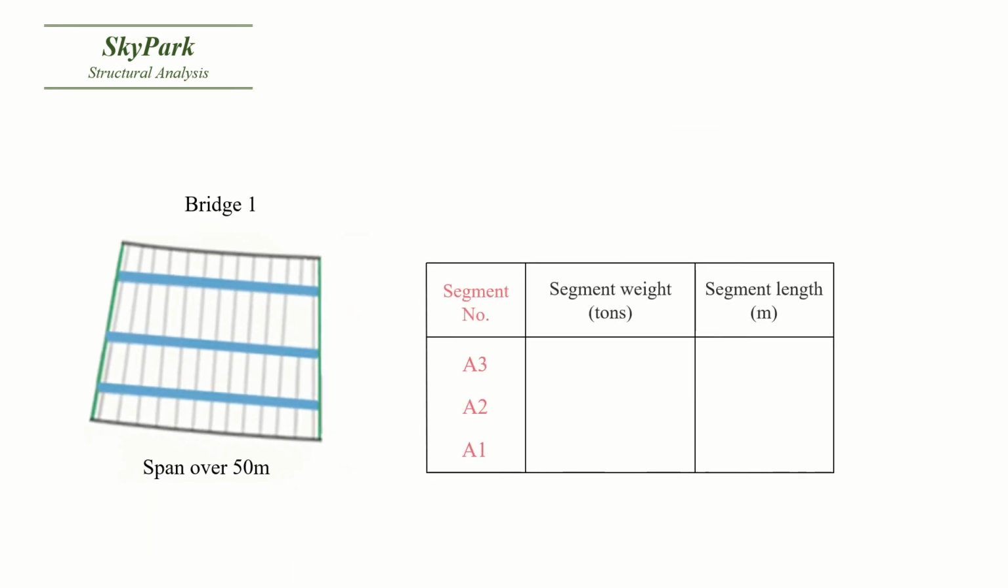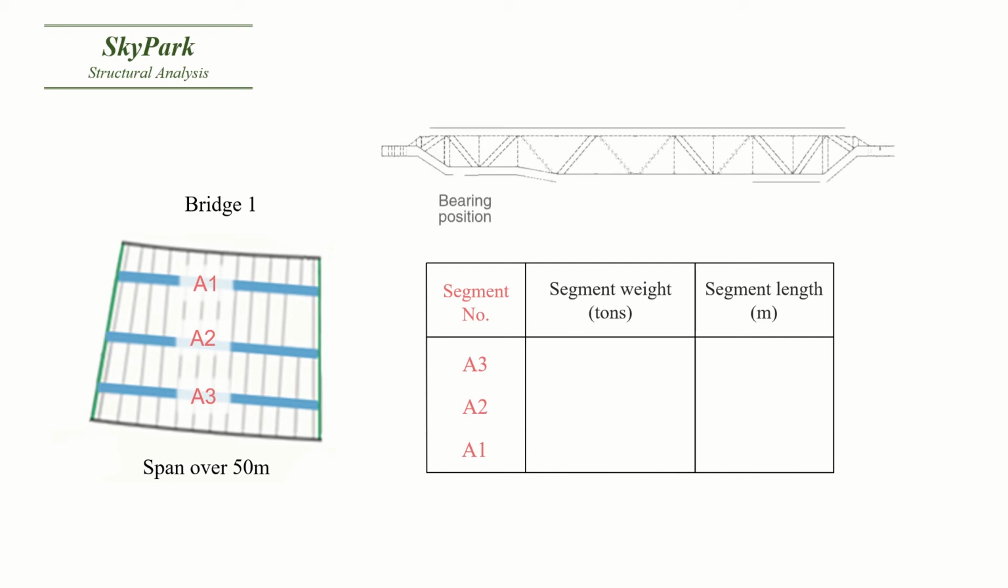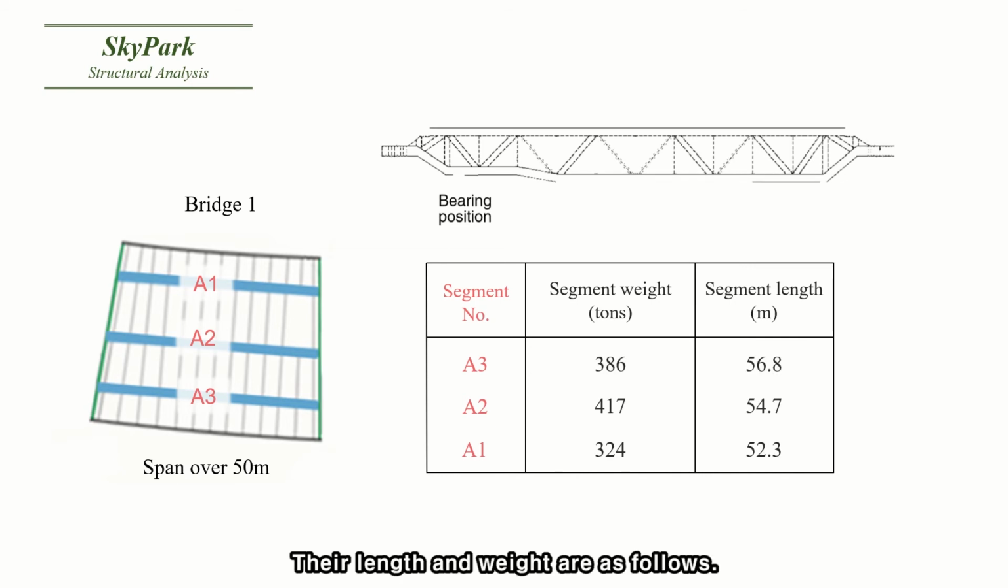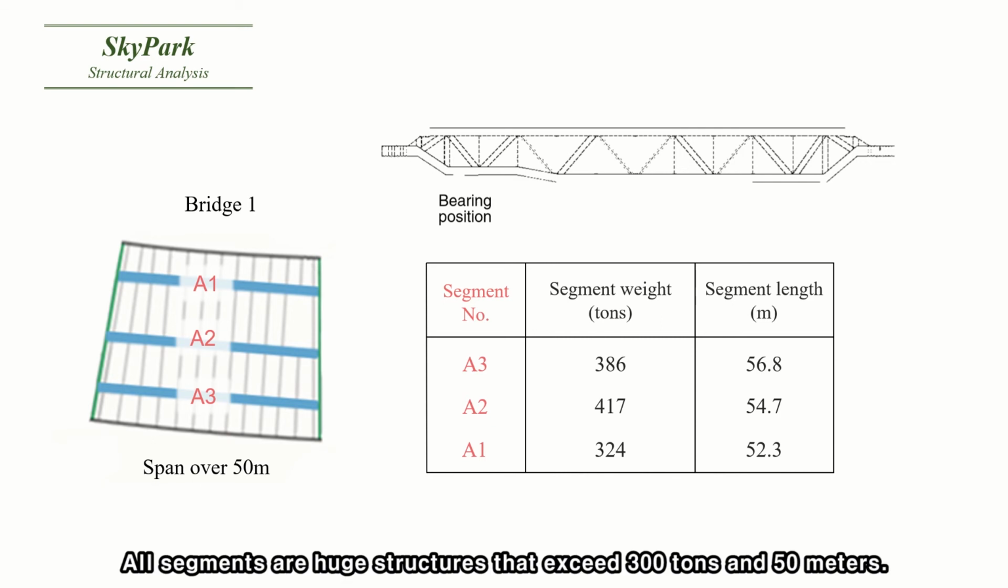In more detail, from the top, the segment numbers are A1, A2, A3 in order. The truss looks like this. Their length and weight are as follows. All segments are huge structures that exceed 300 tons and 50 meters.